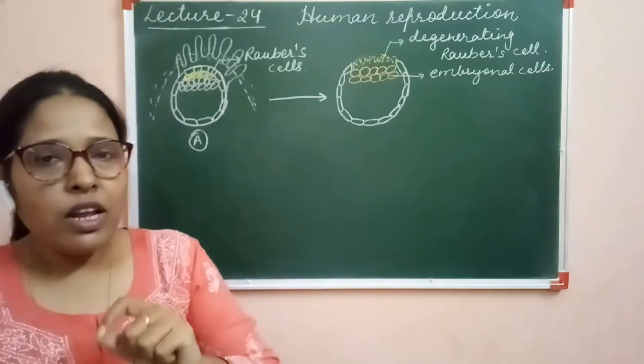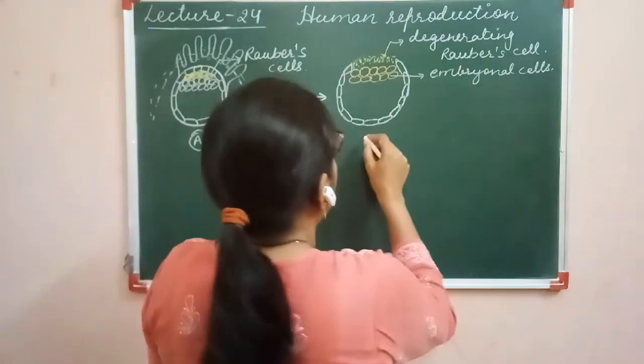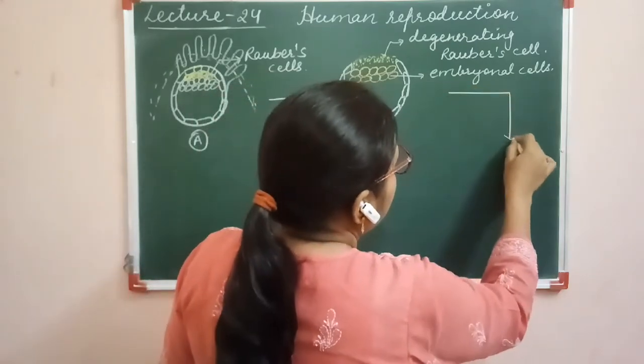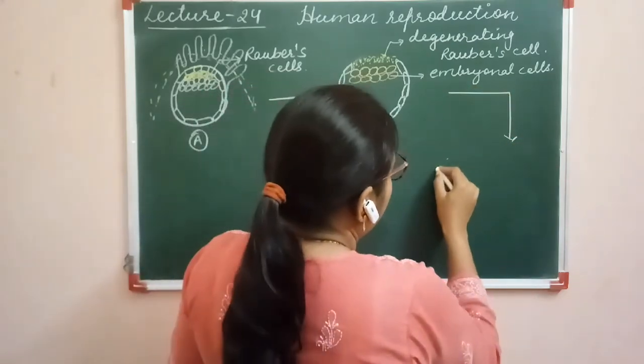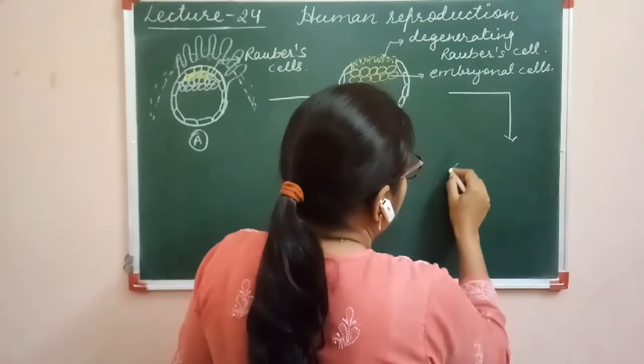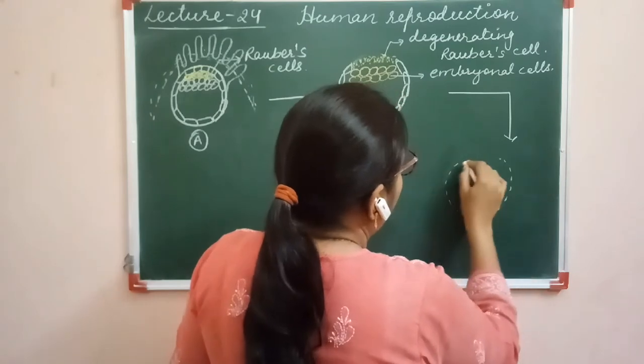Clear? Now the next structure, this is the B structure. In the next structure, this is the trophoblast. This is the trophoblast.